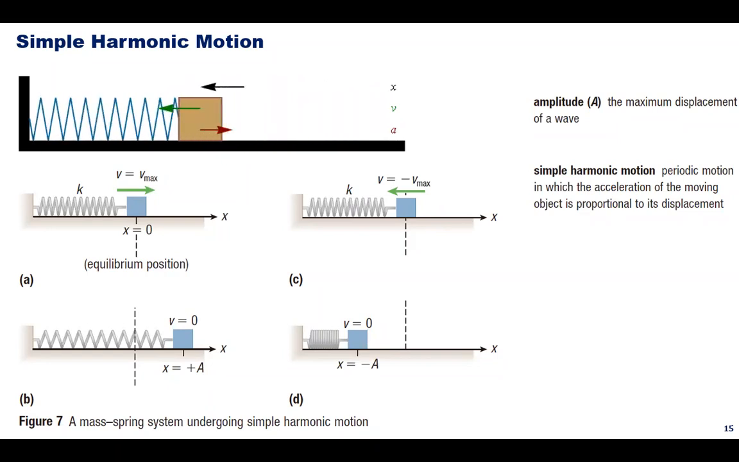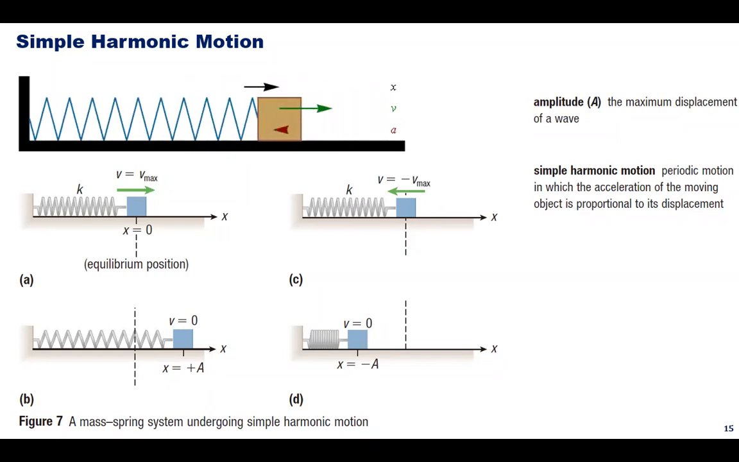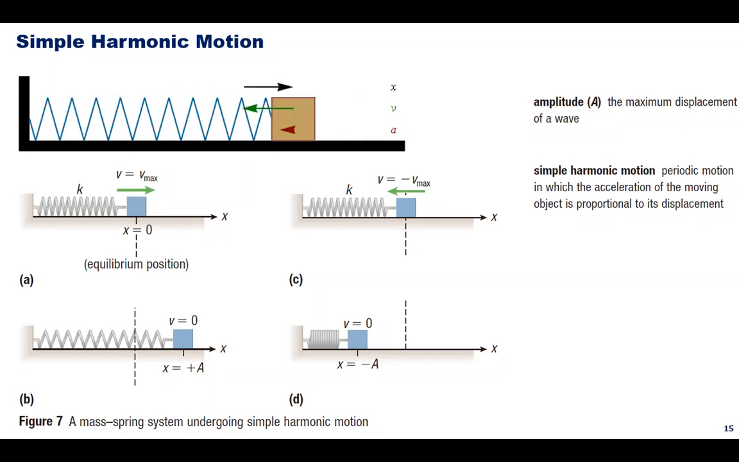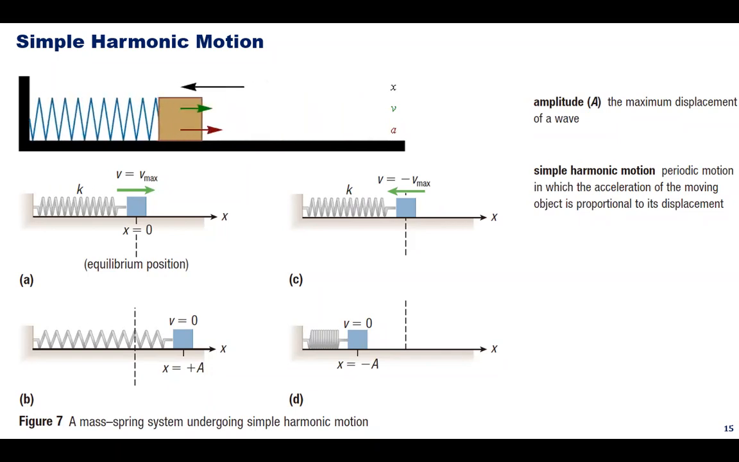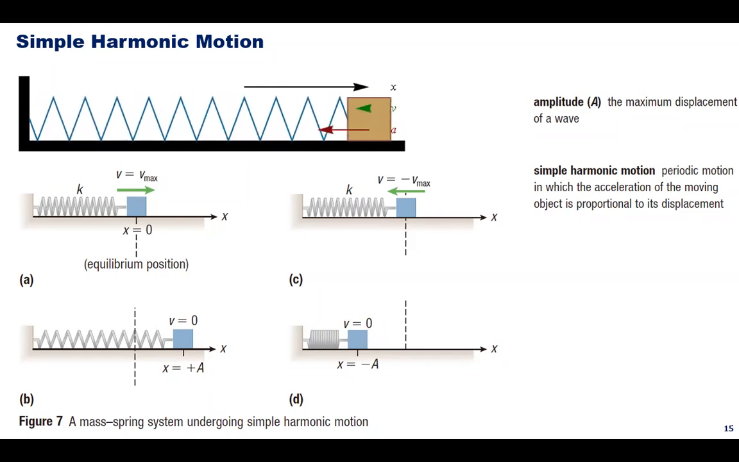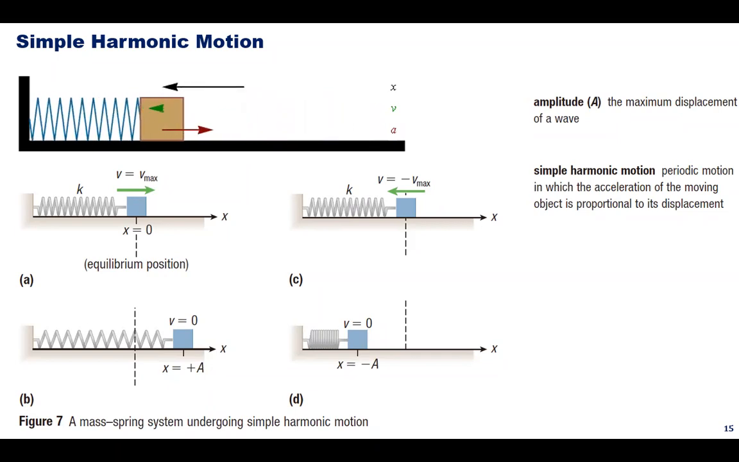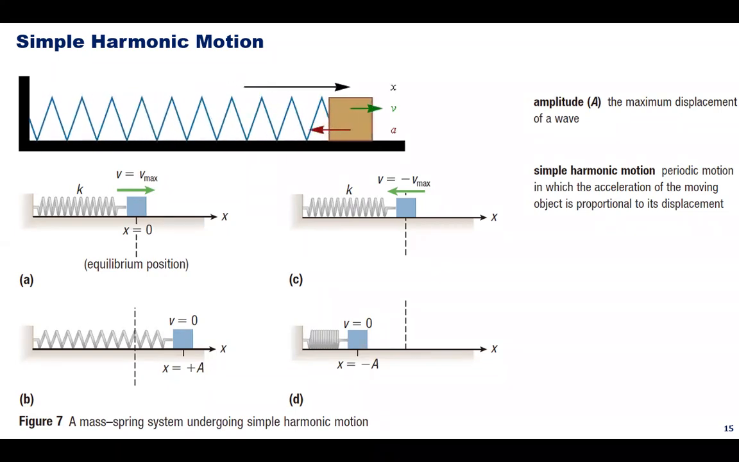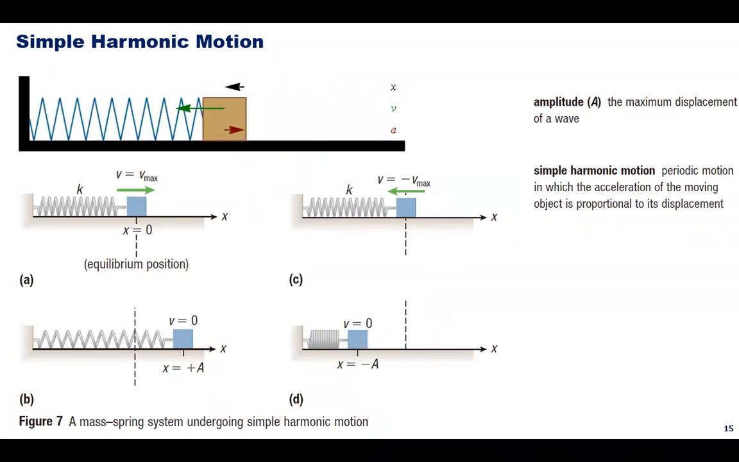Periodic motion in which the moving object experiences a force that is proportional and opposite to the displacement. An object undergoing SHM is often referred to as a simple harmonic oscillator.